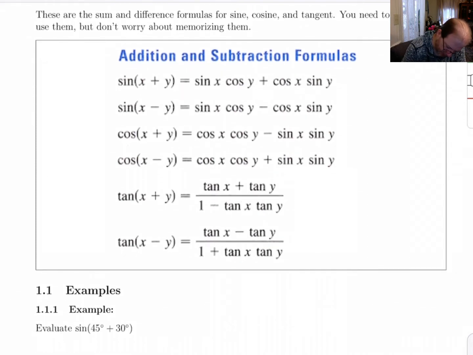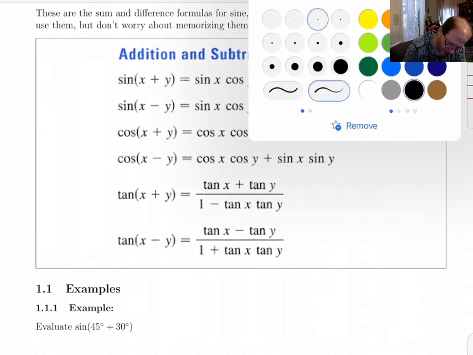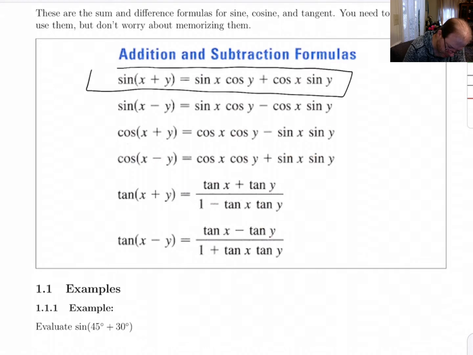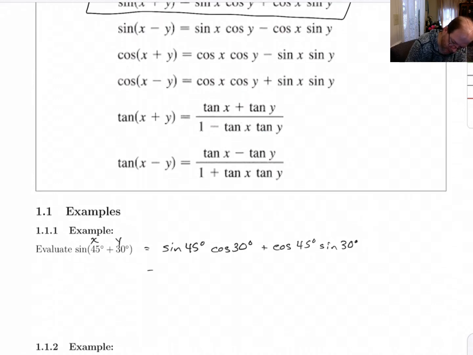All right, so first up, evaluate sine of 45 plus 30 degrees. Okay, so that's the sine of a sum, so that's going to be this formula. Since it's a sum, it doesn't really matter, but I'm going to make 45 my x and 30 my y. So this is going to be sine 45 degrees, cosine 30 degrees, plus cosine 45 degrees, sine 30 degrees.